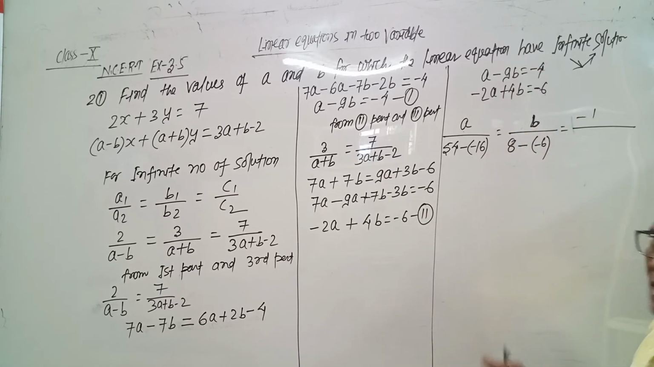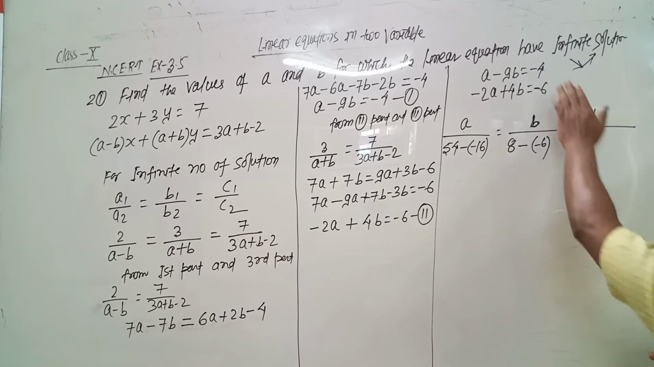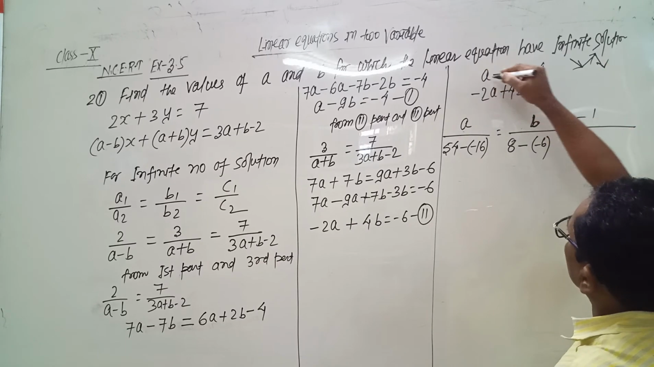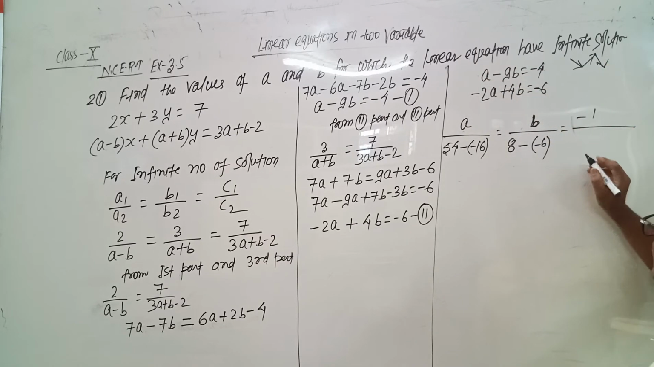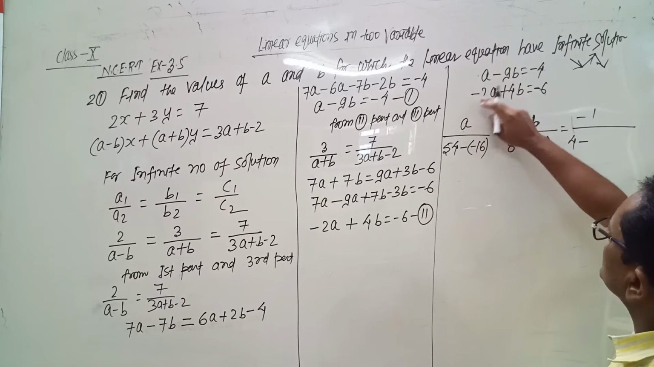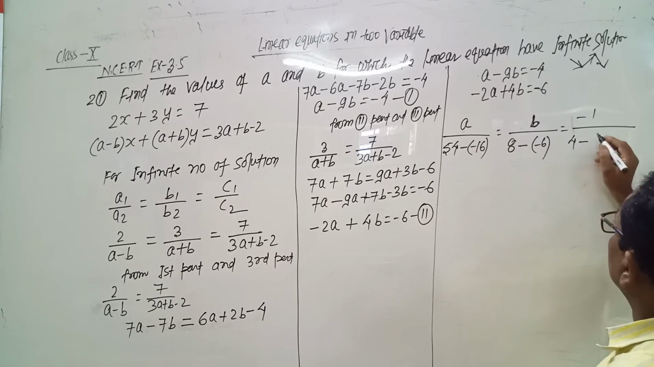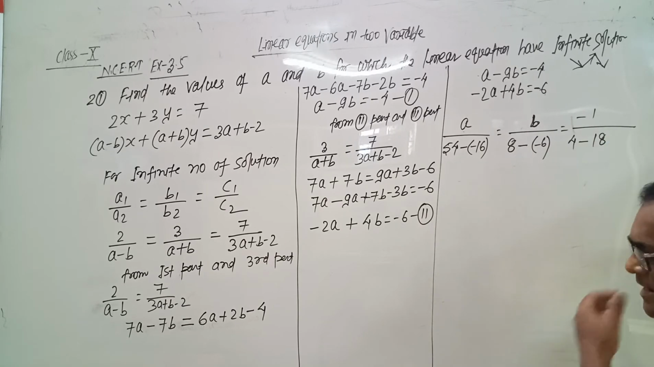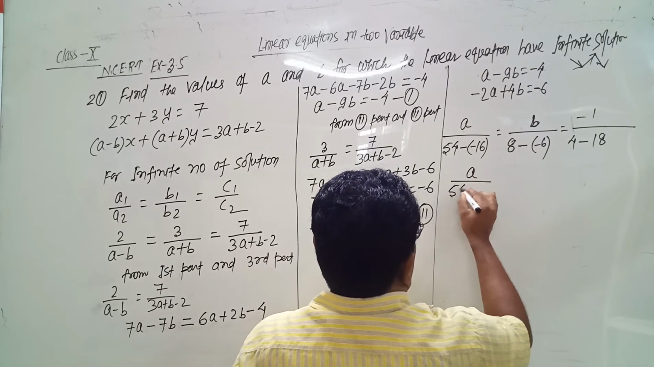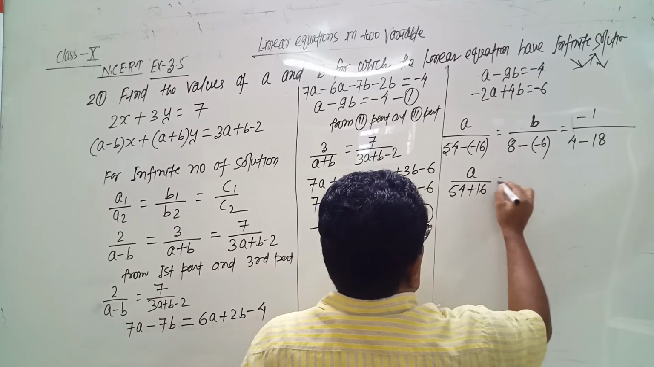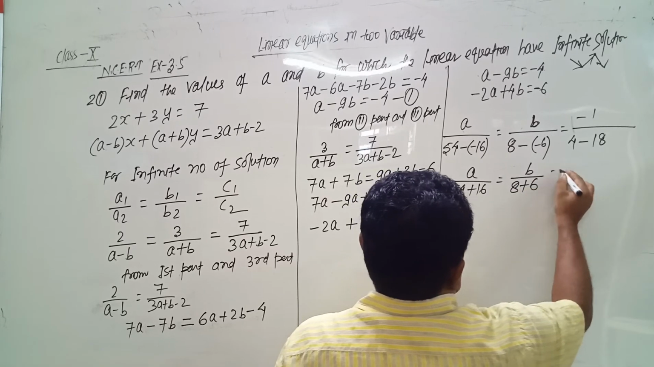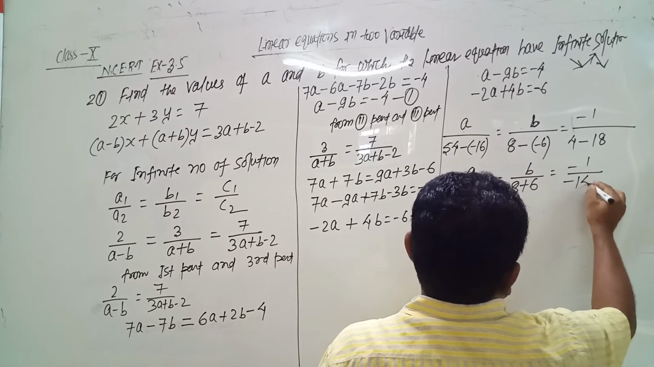Now close the constant term. Close this constant term, and the direction of multiplication is from top to bottom. So 1 multiplied by 4. This gives 4 minus, and minus 2 multiplied by minus 9. Minus minus plus, and 2 into 9, 18. So we get a upon 54 plus 16. Minus minus plus b upon 8 plus 6 and minus 1 by minus 14.